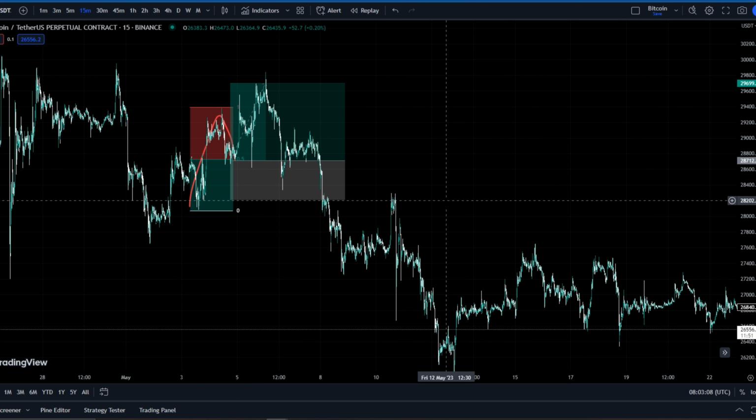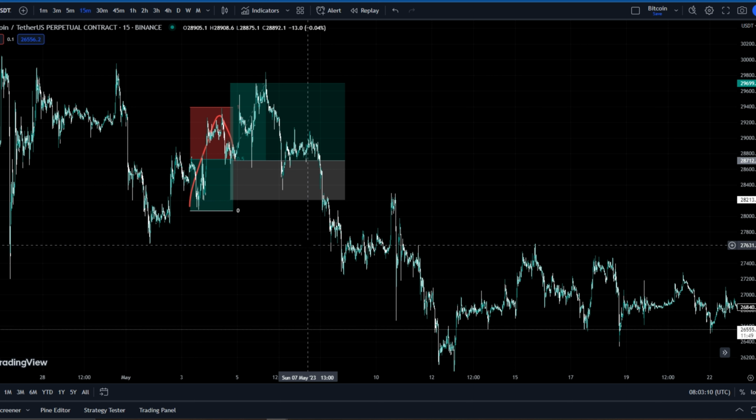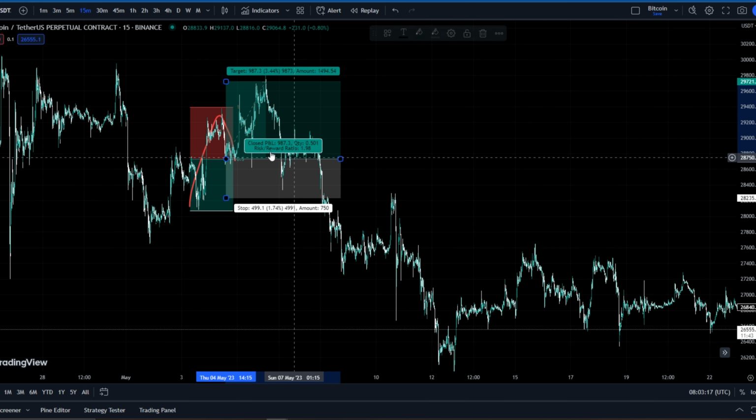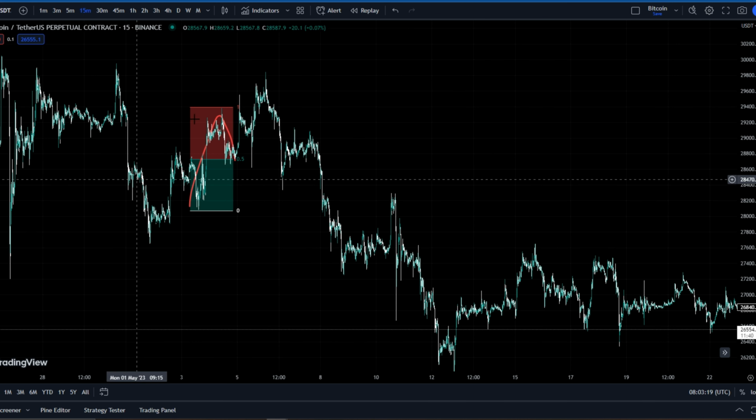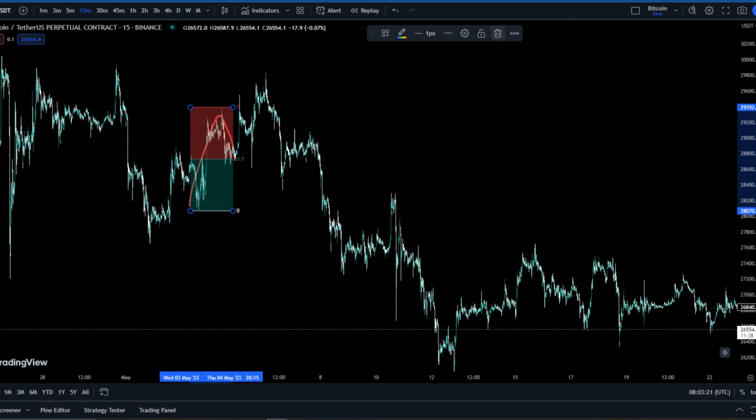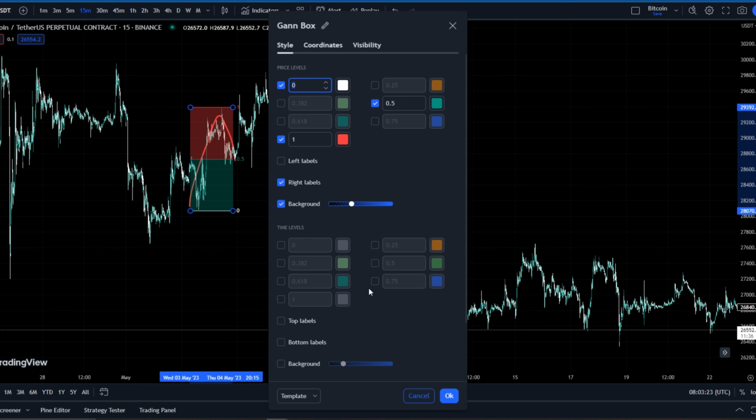So the green box is where you want to enter. That's a very ideal zone to enter. The red box is where you want to sell it. You want to visualize it by putting colors. You can do it by using the settings. So let me just show you the settings. This is the setting. Okay. If you use the default box, they're going to have a lot of boxes and all that stuff. Just remove it. You don't need them.